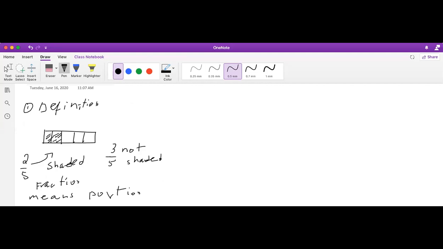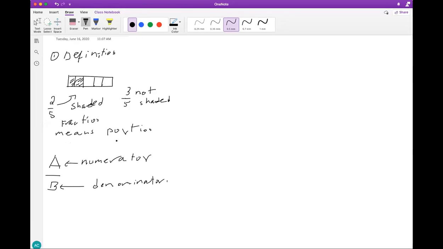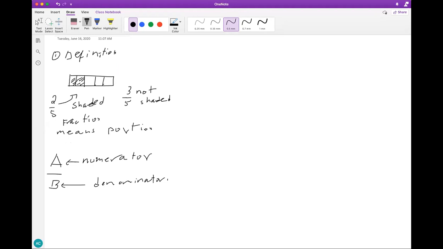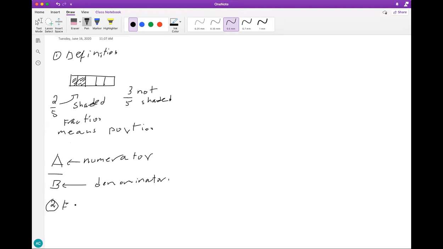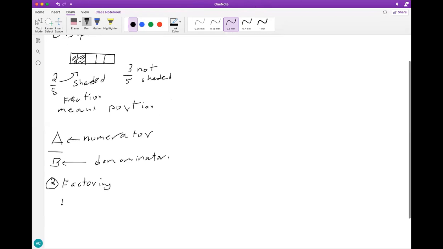And now we're going to move on and talk a little bit about simplifying fractions. But before that, we need to learn something called factoring. Factoring numbers. So it's very simple. When we talk about factoring a number, for example, 15, we're just basically breaking it down into multiplication of numbers that multiply to 15.